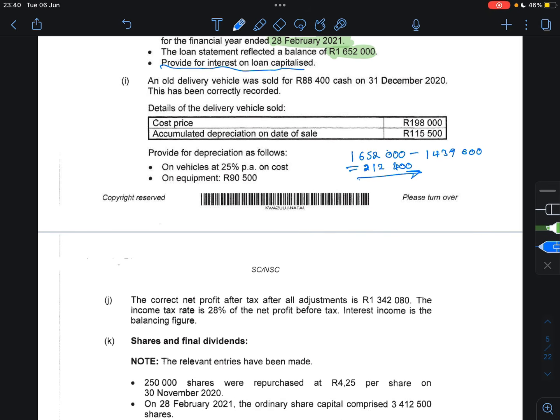And then it says an old delivery vehicle was sold for 88,400 cash on 31st December 2020. This has been correctly recorded. Details of the delivery vehicle sold: the cost price was 198,100, and then the accumulated depreciation on the date of sale. So they have calculated the depreciation for you. This is pretty much easy.